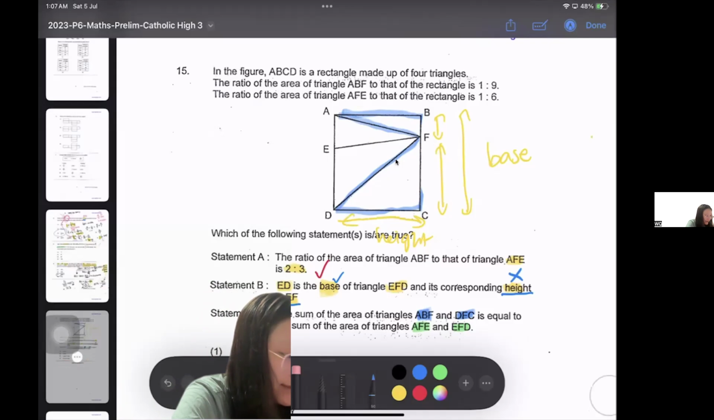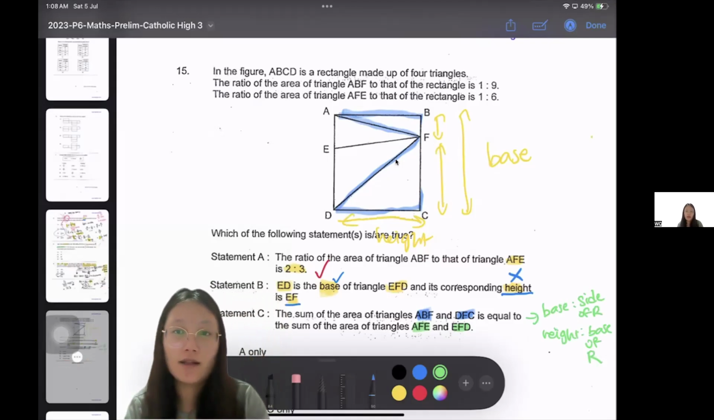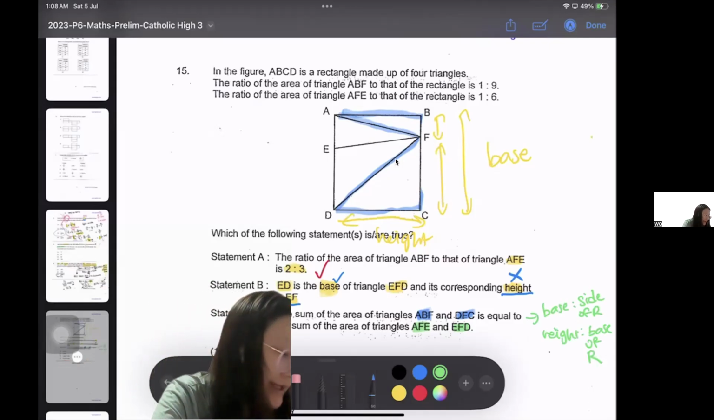So let's write that down first. This one, the base is the side of the rectangle R. Okay, R is a rectangle. The height is the base of the rectangle. Now let's see the second one. What is the base and the height?